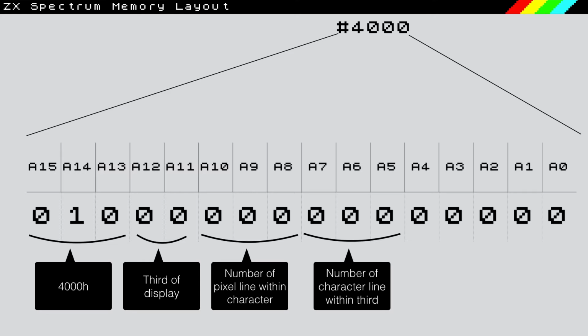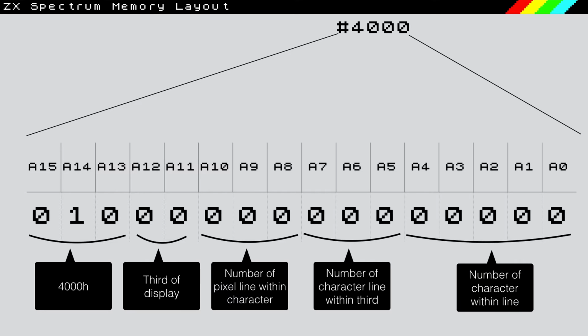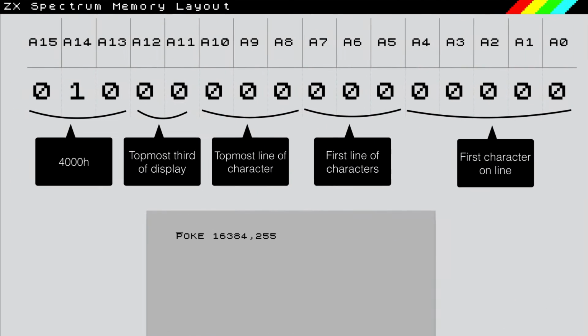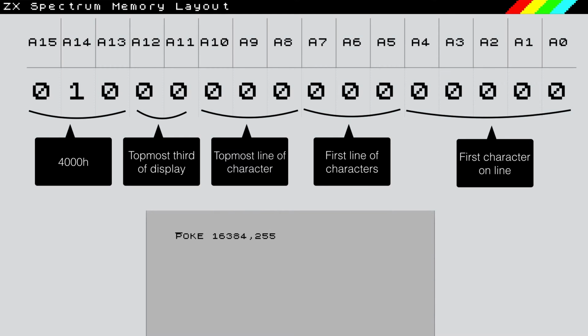Every character line is 32 characters horizontally and 8 pixels vertically. Every character is 8 by 8 pixels. And the next 5 is the number of characters within the line. So for example, if we write a 255, that is all bits on, in a byte to the base address 16384, we'll see that the top left character has its top left line black. That means all the bits are on in this address.